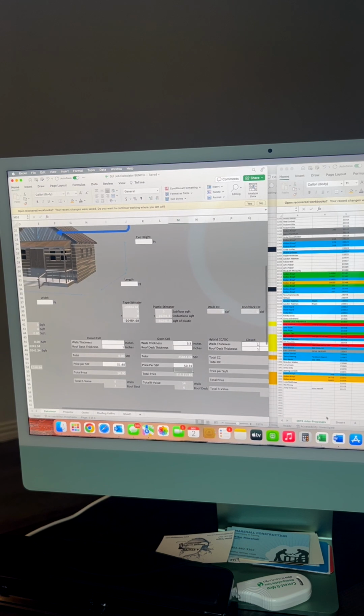So now that I have all that, I'll go in here to my job list and I'll add it on. Now I just have to put the quote together and send it to him.